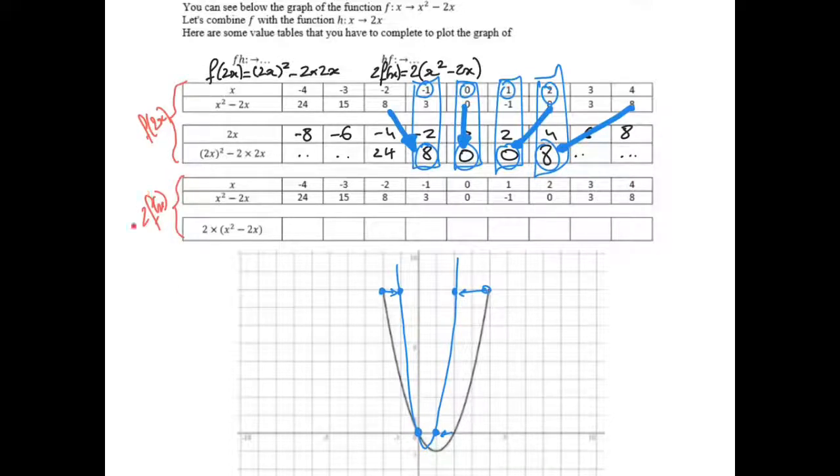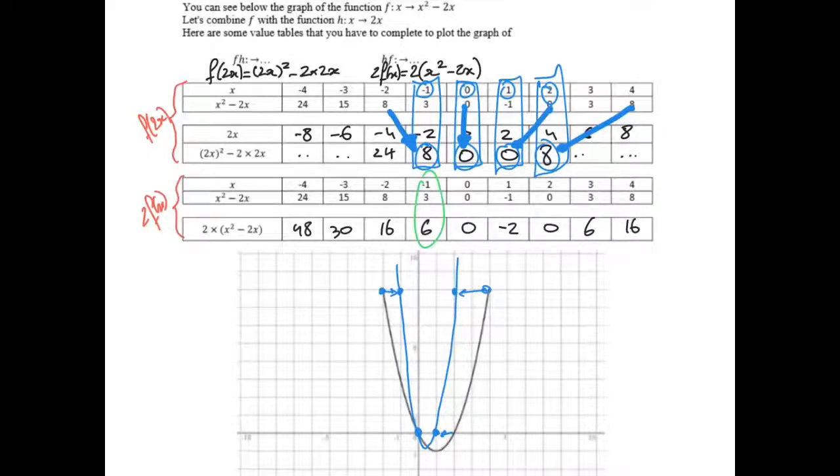So let's now have a look at the other function, 2f(x). If you want to work out twice f(x), you first work out f(x), which has been done right here for all these values of x, and you just multiply the value by 2. So you will get the values 48, 30, 16, 6, 0, -2, 0, etc. Let's try and plot these points now.